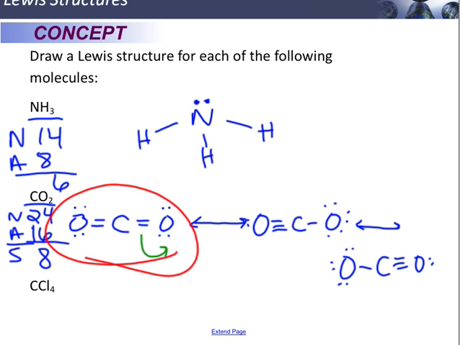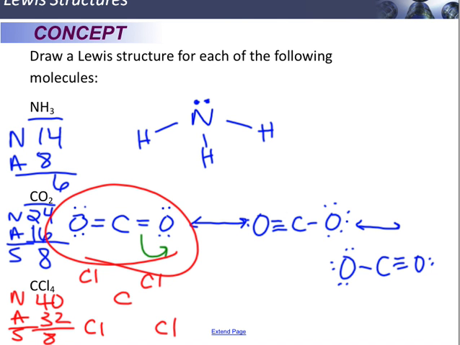All right, the last one is carbon tetrachloride. So carbon's in the center. We have our chlorines on the outside. Needed, available, shared. How many do we need? 40. 8 times 5 is 40. We have 7 times 4 is 28 plus 4 is 32. So we're going to share 8. How many bonds is that? 4 bonds. 1, 2, 3, 4.